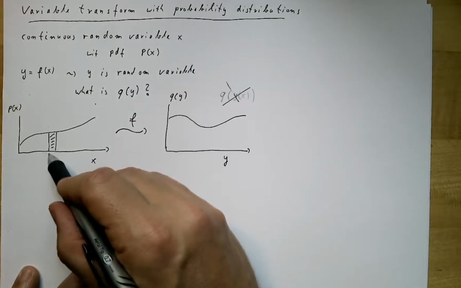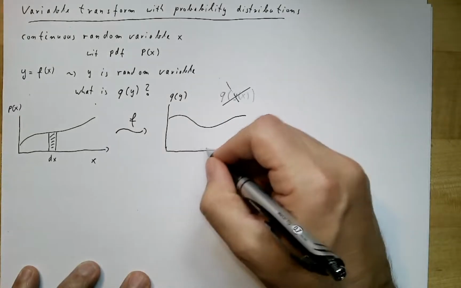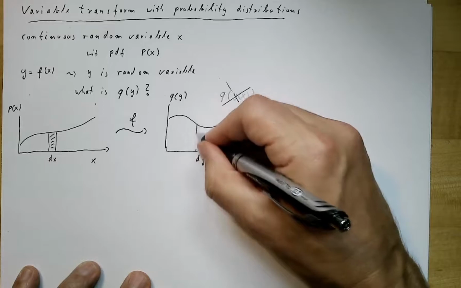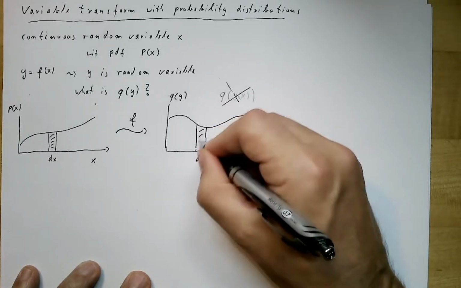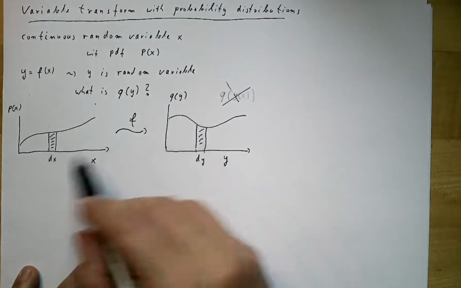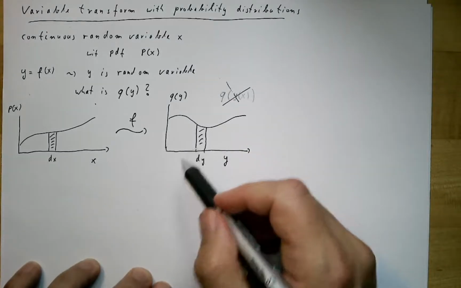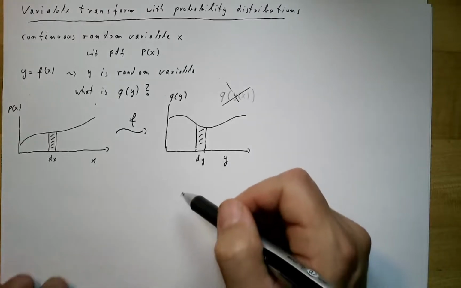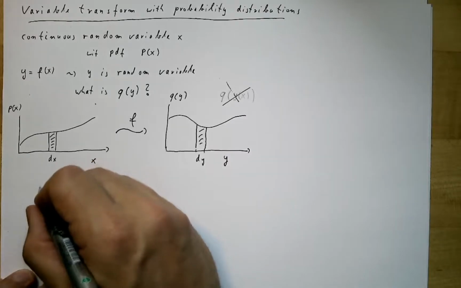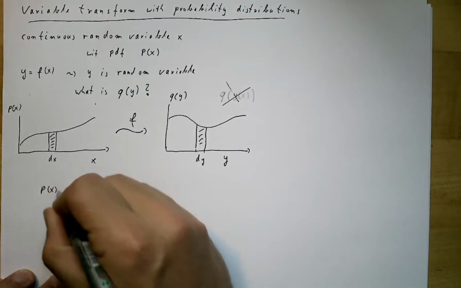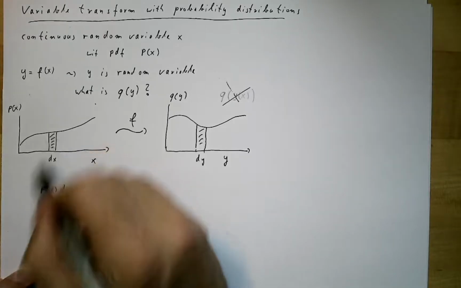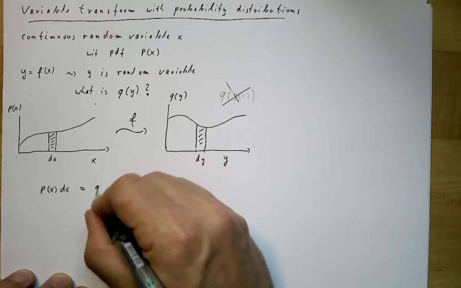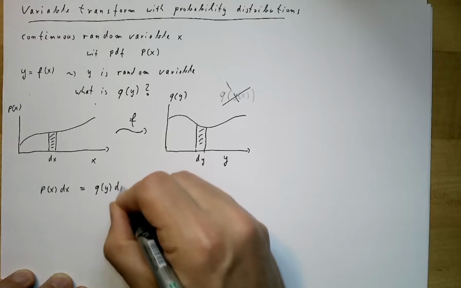So now we transform this interval to some interval dy, and then the area under this rectangle, these two areas must be the same, because the probability is independent from the transformation. So the main assumption is that we write the probability p of x dx, so that's the area of this rectangle, equals the probability when we have transformed our variable, q of y dy.